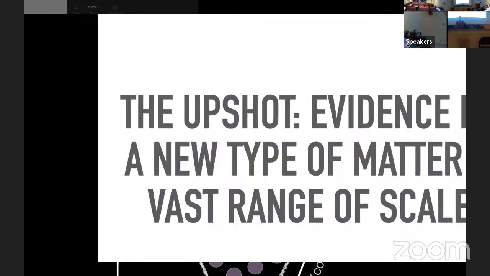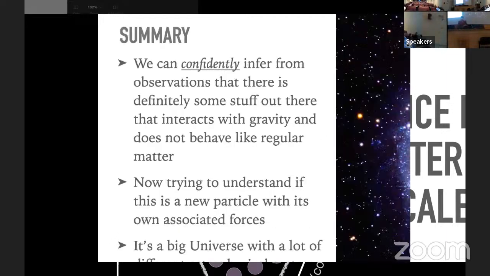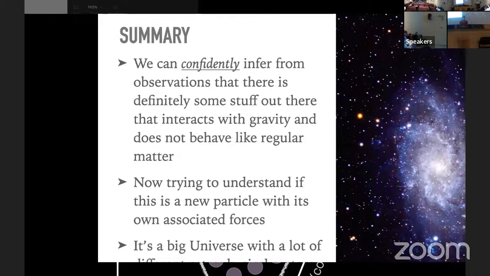So the upshot of my talk has been that there's evidence for a new type of matter on a very, very wide range of scales. And so we can confidently infer that it's there. We know it doesn't behave like regular matter, but we're trying to understand it better. And we have a whole wealth of different astronomical systems where we know that this dark matter is there. And so we can try to use those same systems to learn about what it's doing. And this means there's a lot of room for creativity.